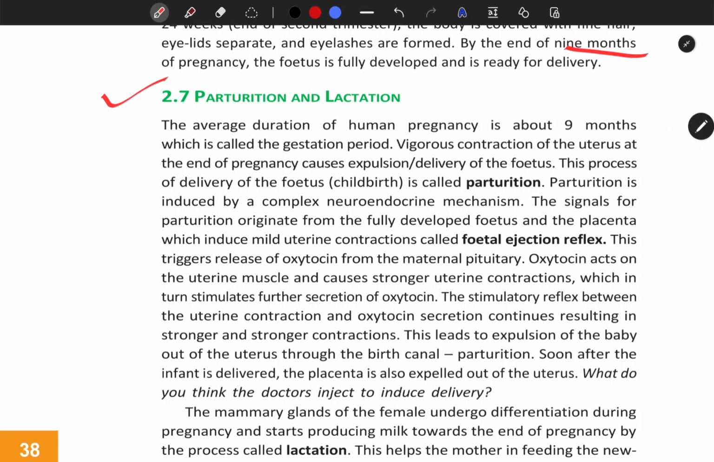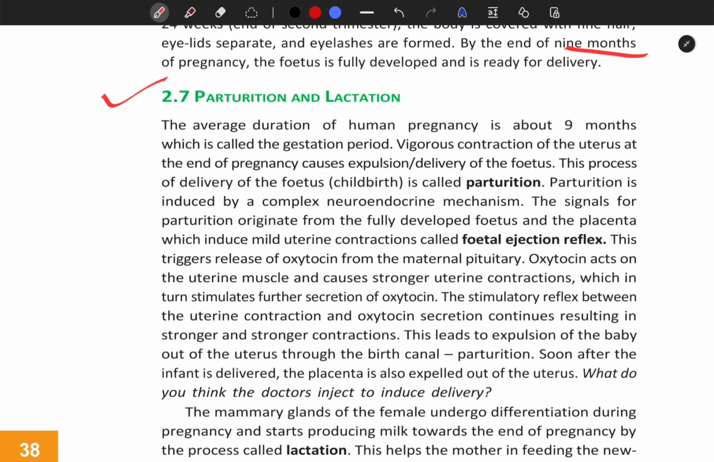The average duration of human pregnancy is about 9 months, which is called the gestation period. Vigorous contraction of the uterus at the end of pregnancy causes expulsion or delivery of the fetus. This process of delivery of the fetus, that is childbirth, is called parturition. Parturition is induced by a complex neuroendocrine mechanism.